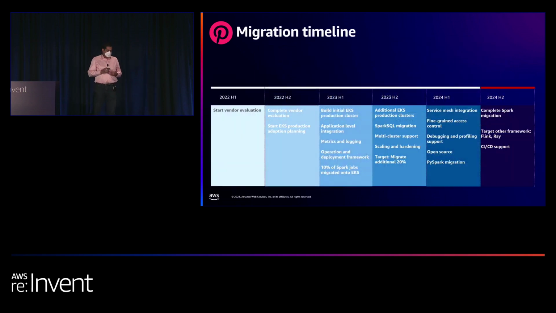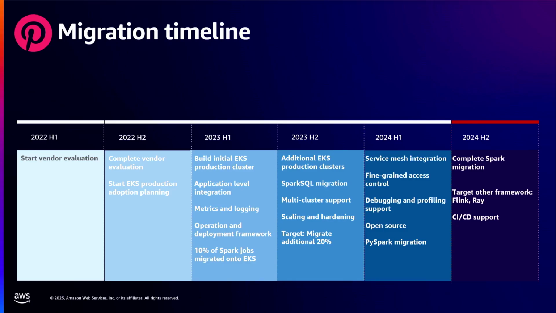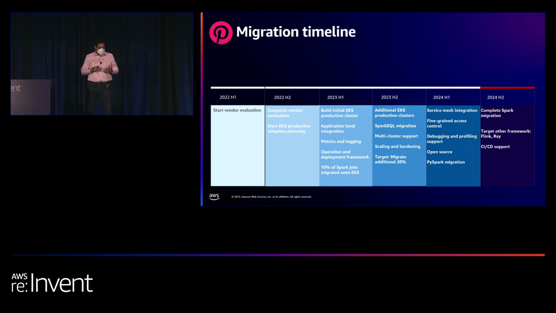A quick note on the migration timeline. Last year, we spent evaluating a variety of Spark runtime solutions before settling on EKS. In H1 of this year, we hunkered down and started productizing and selecting EKS and Spark on EKS settings. So we focused on how to operationalize, putting in logging and metrics, and then really shifting our first set of jobs away from Hadoop into Mocha. So that's around 10%.